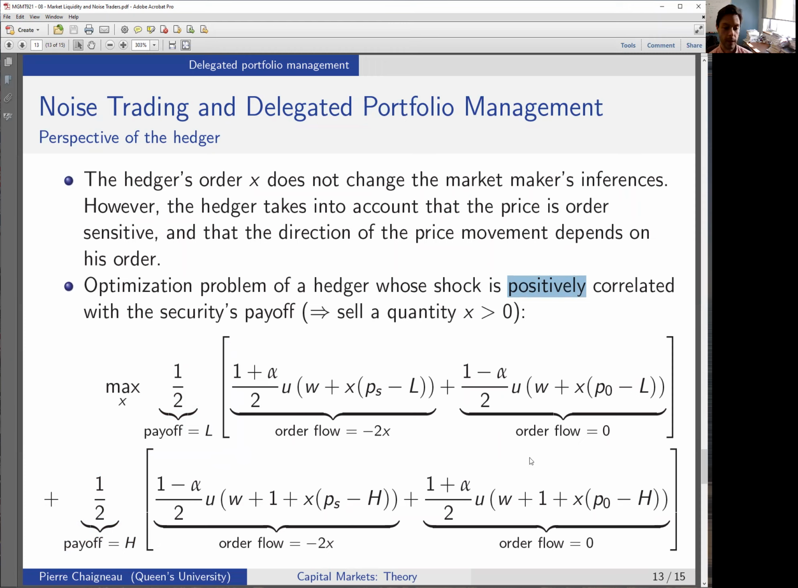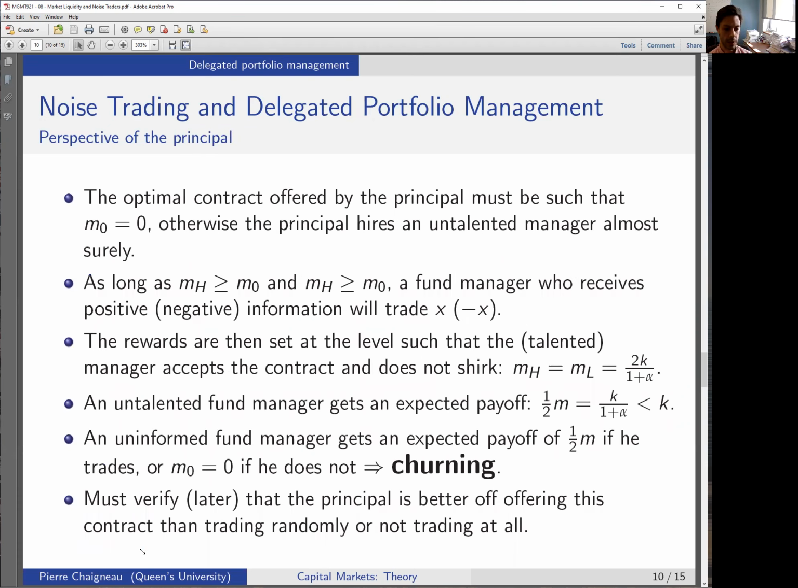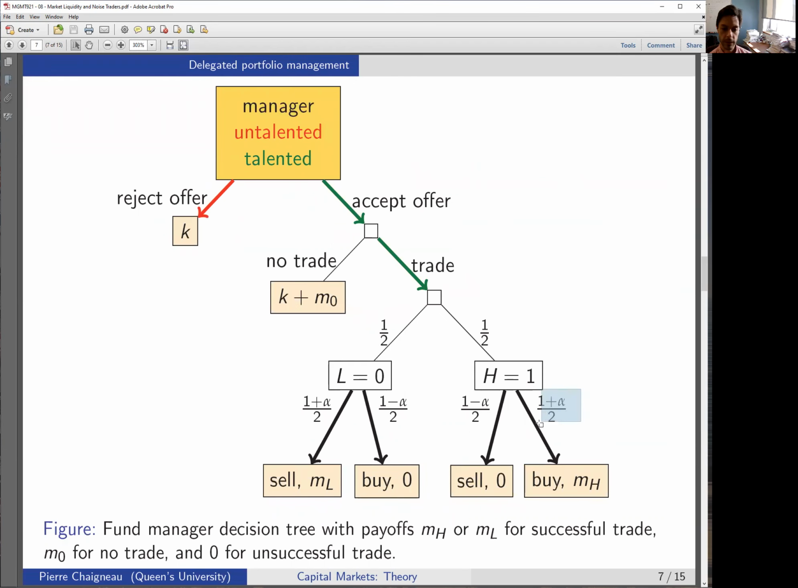We know that the fund manager is either going to buy or to sell. So when both end up selling, we still have an order flow of minus 2X. And when the hedger is selling and the fund manager is buying, the order flow is equal to 0. But now, of course, what's going to be different is that the payoff is equal to H. So the fund manager is going to buy or sell with different probabilities. In particular, when the payoff is equal to H, the fund manager is going to buy with this higher probability and sell with this lower probability.